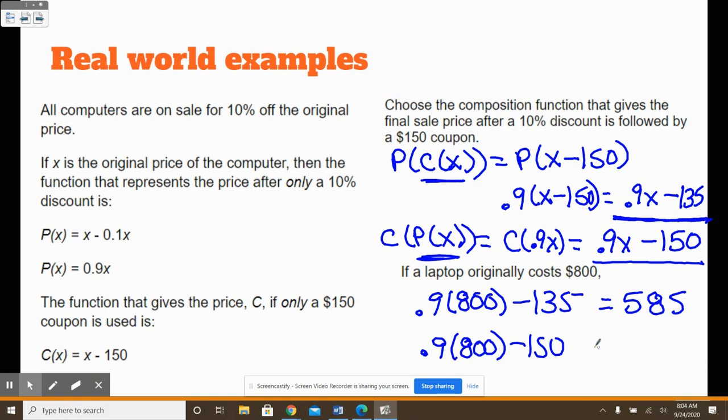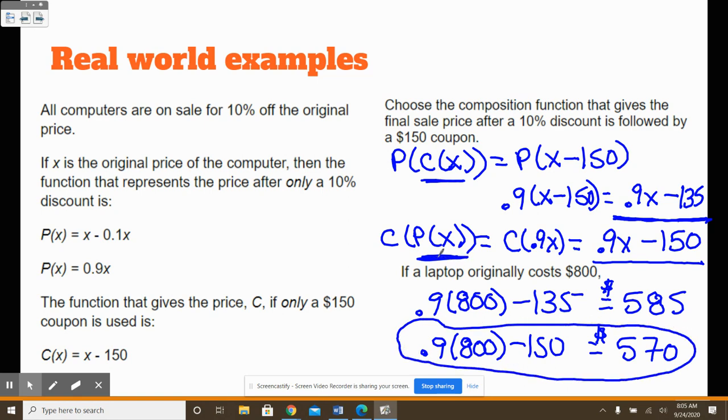And this guy is $570. So which one is better for me? Well, I'd rather pay $570, which means I'd rather do the percent first. Many of you probably realize that you want to take the percent off of a bigger amount to save more money. If you do the coupon first, you're not getting the full coupon's worth because you're losing 10% of your coupon, because of the discount happening afterwards.